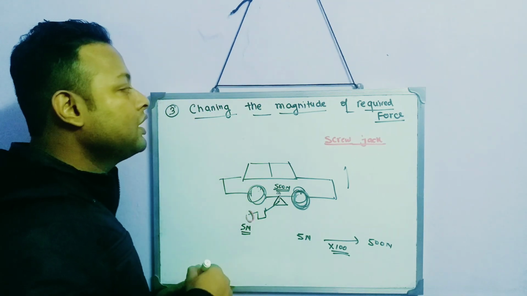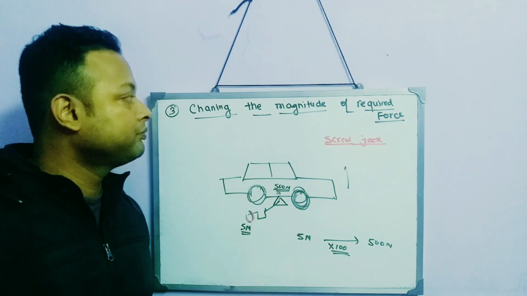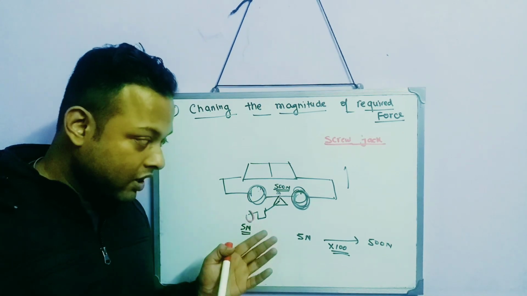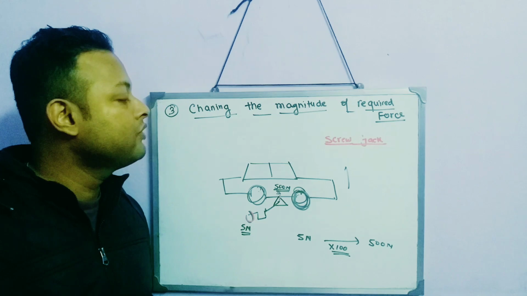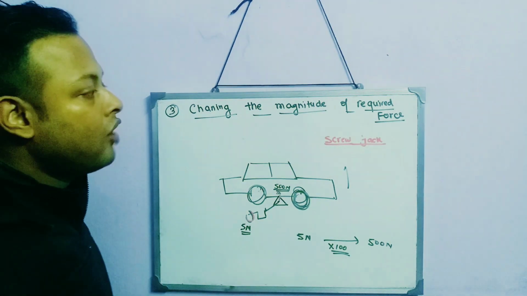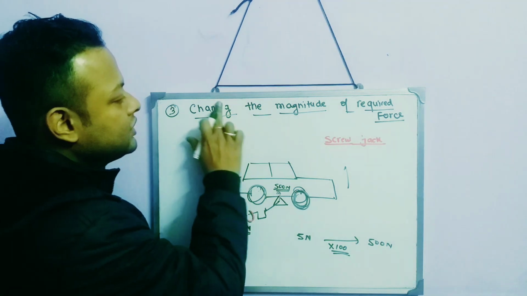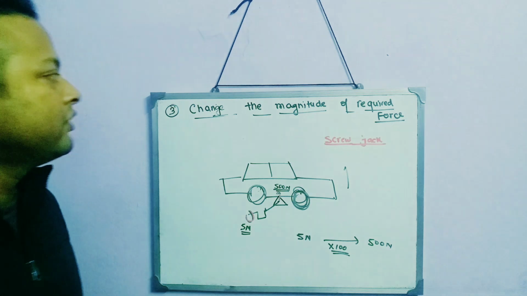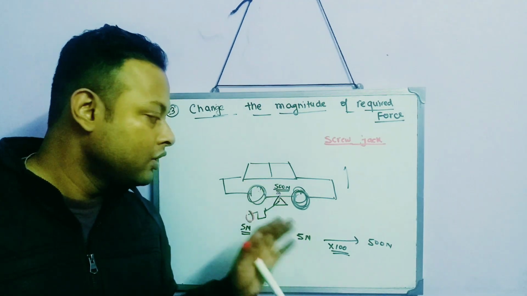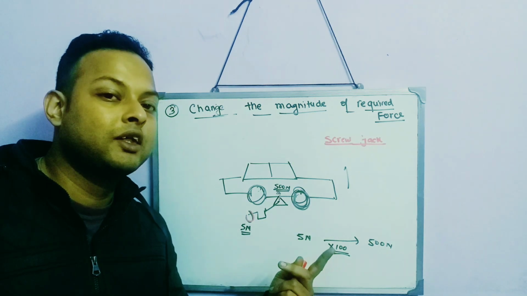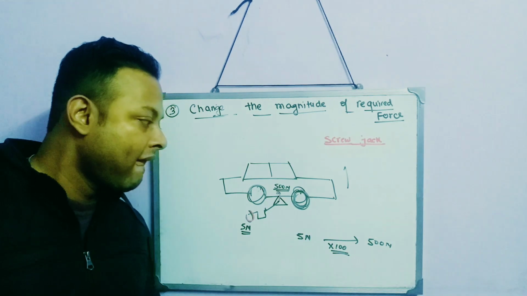So that is the third purpose of machine, to change the magnitude of the required force. Okay, this is the spelling, change the magnitude of required force. So a screw jack helps to change the magnitude of the required force.